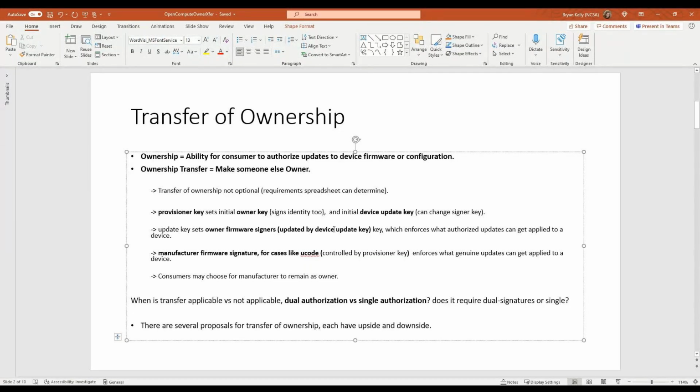Well, if there's a device that only ever runs vendor firmware and no one's actually interested in running their own firmware on it, does it need to support ownership transfer? I'm thinking like something really low level, like a fan controller or something. I don't know.